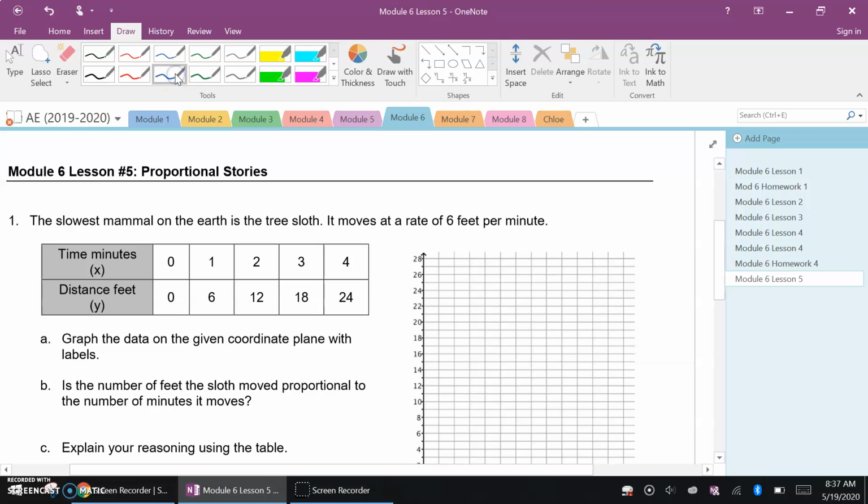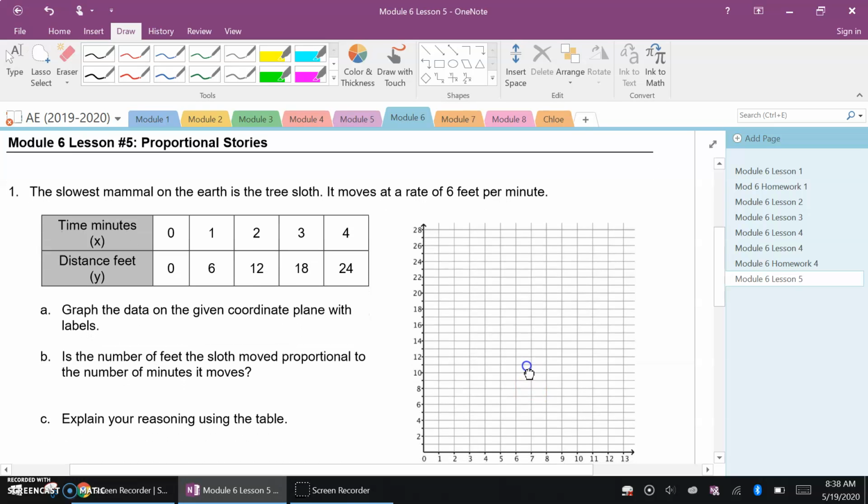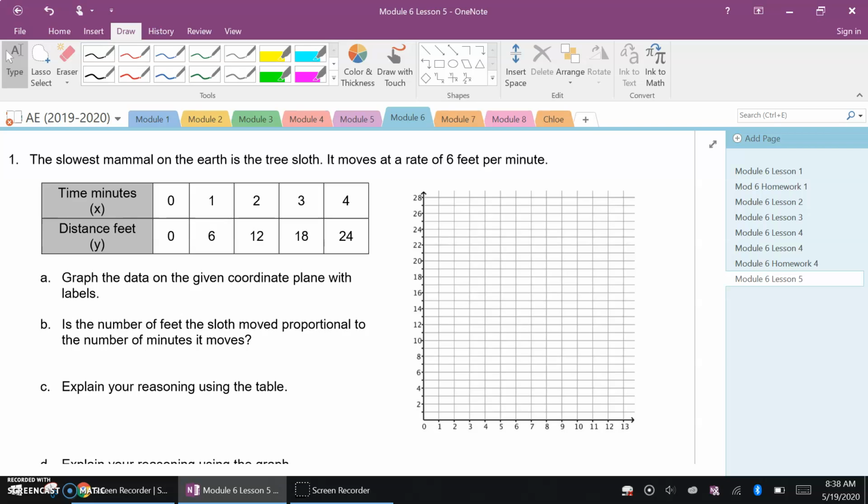Today we're going to look at Module 6 Lesson 5, which is just putting together everything that we've been doing the first 2 weeks in Module 6. So the slowest mammal on the earth is the tree sloth. It moves at a rate of 6 feet per minute.